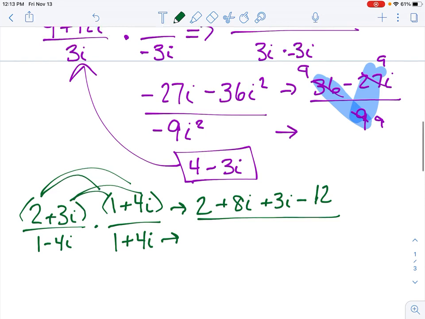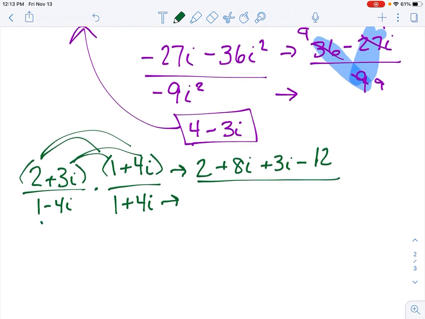And then we'll end up combining like terms. I want to go ahead and double distribute down here. So first times first is 1, outsides is plus 4i, insides is minus 4i, and last is going to be minus 16i squared, which then i squared becomes negative 1, so we get plus 16.